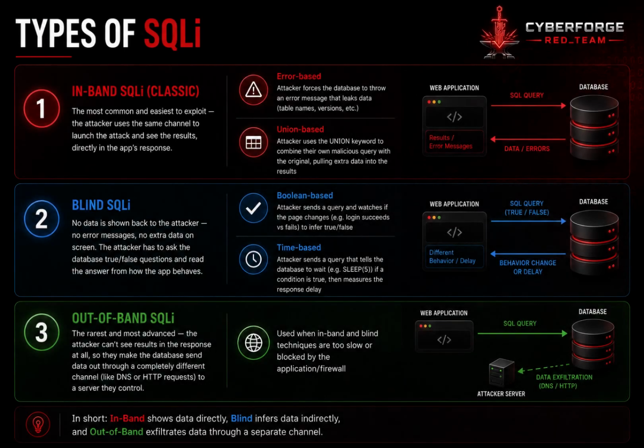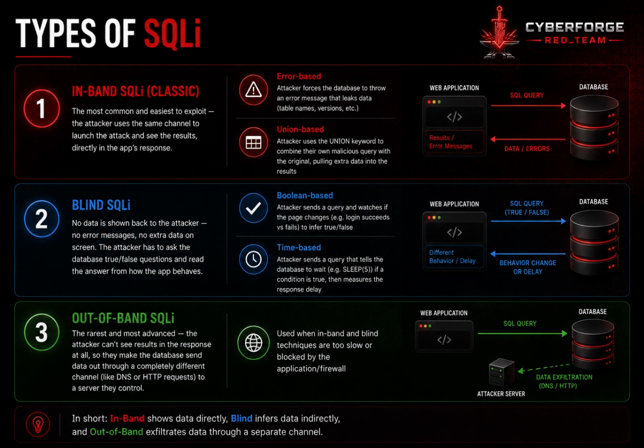What you just saw is called in-band SQL injection or classic SQL injection because the attacker sees the results immediately right in the app response. That's actually the easiest type to exploit, but there are two other types of SQL injection you run into. Blind SQL injection, where nothing shows on the screen at all. So the attacker has to ask the database true or false questions and read the answer from how the app behaves. Maybe the page loads slower, maybe it responds differently.